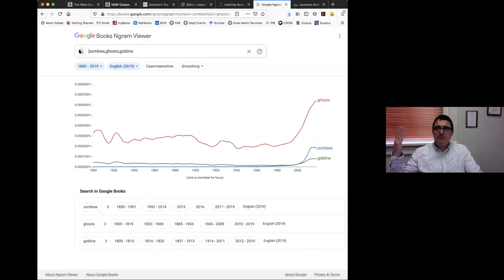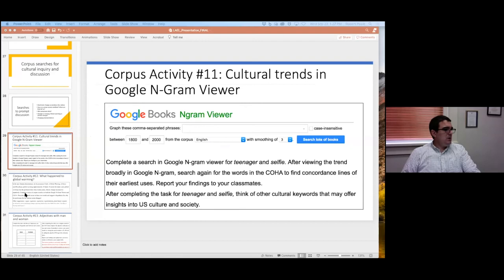Often what I'll do is couple an initial search in the Ngram Viewer with a follow-up, more in-depth search either in iWeb or COCA, or more appropriately in this case, the Corpus of Historical American English. So let's see the trend here and then dig a bit more deeply elsewhere. Okay, I am going to toggle again back to the slides. What happened to global warming?